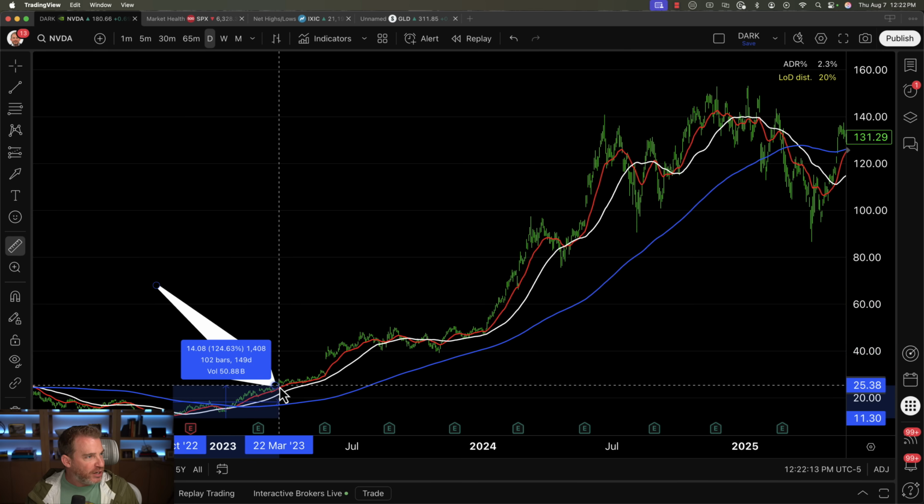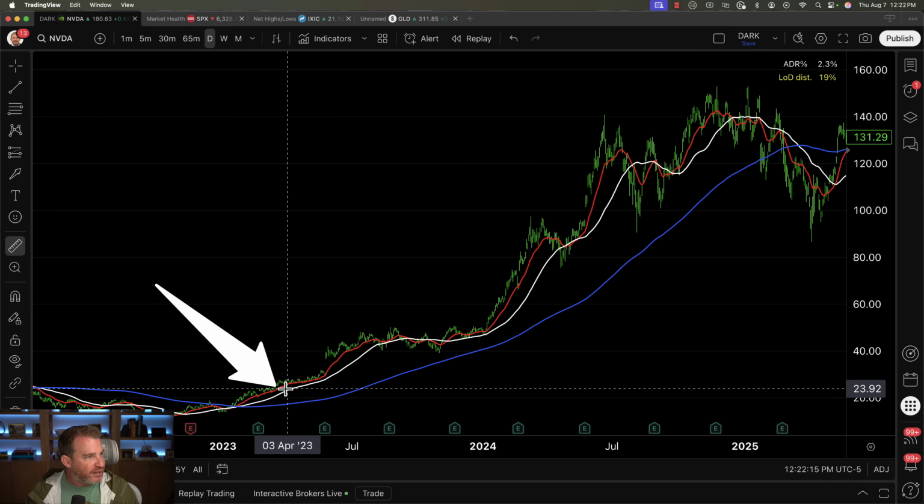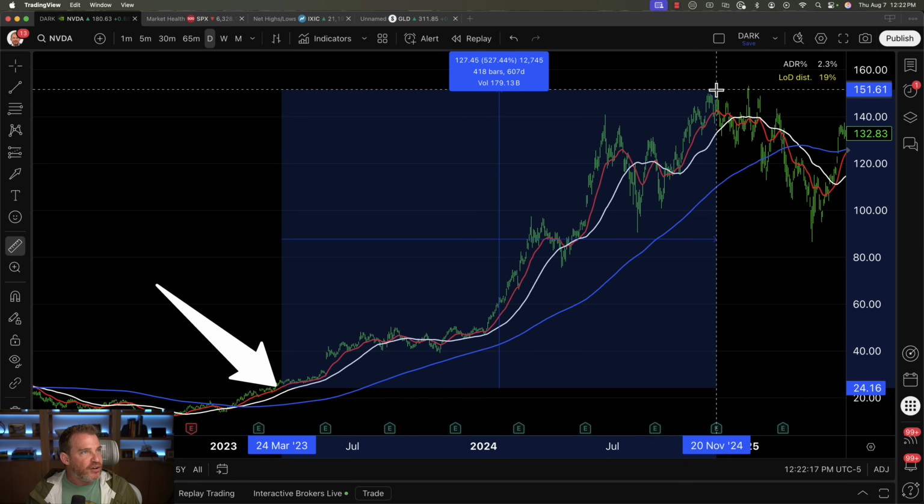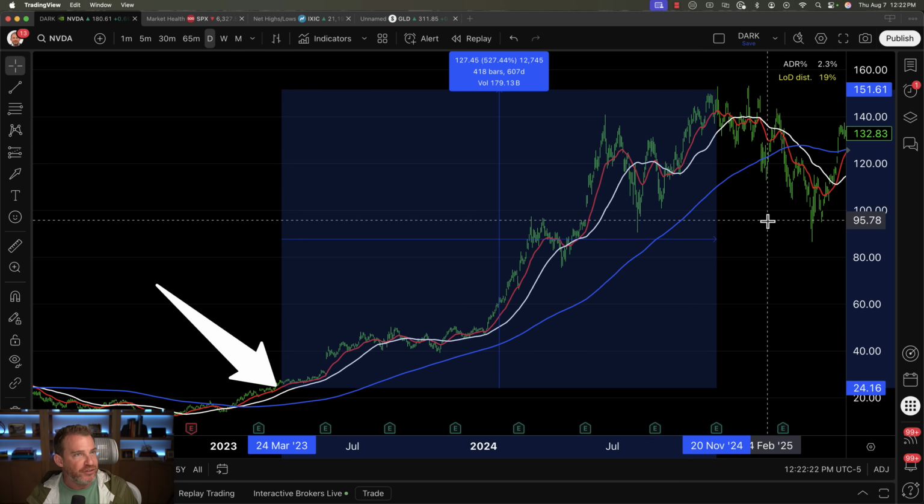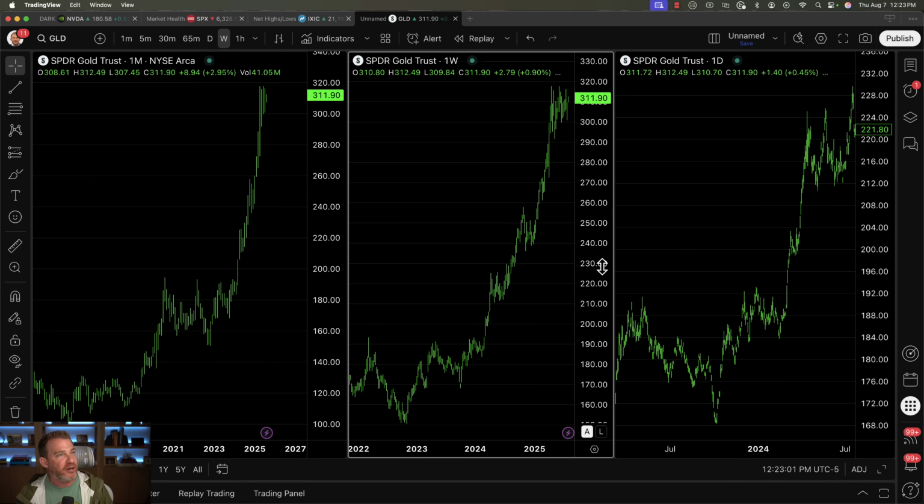And by doing so, even though you missed the first little $10 move here, you were in for another 500% over the next year and a half to 2 years. Now, if you're a technical trader like me, if you rely on chart patterns and support and resistance, this is going to be even more powerful, and I'll show you what I mean.